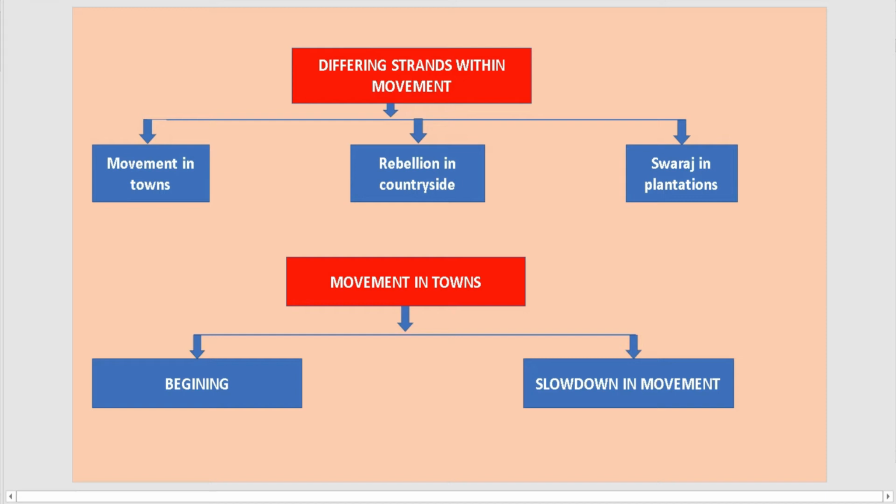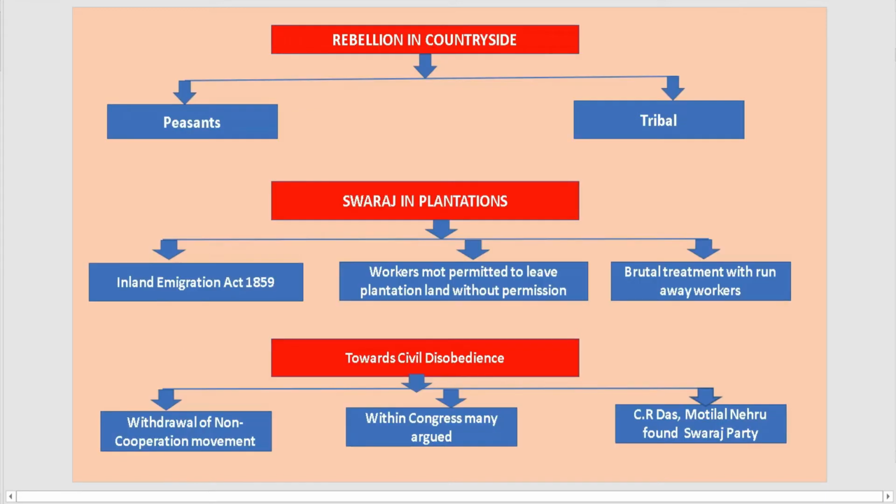How in all these places the people contributed and played an important role. Under movement in towns, as you can see, first the beginning, and then the slowdown of the movement. It was a phase when the people reacted and supported Gandhiji in a very good manner. But after that, a part of the time the movement also slowed down. Next, move to the next heading.